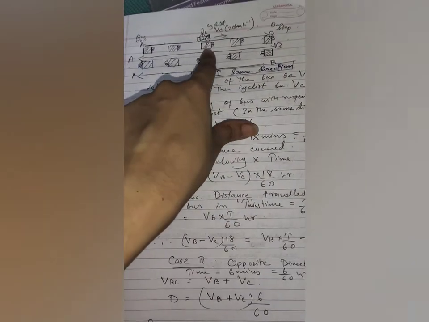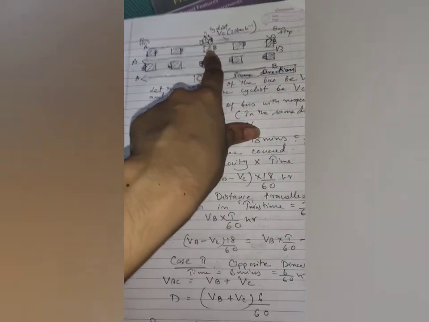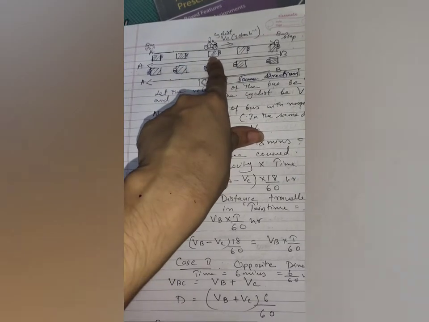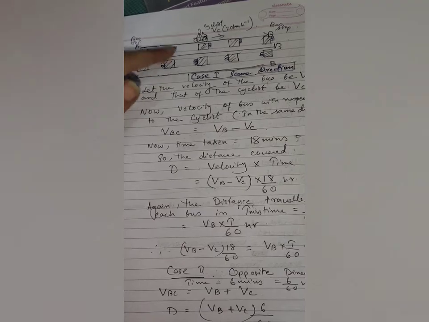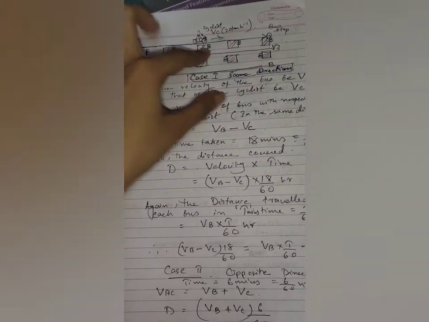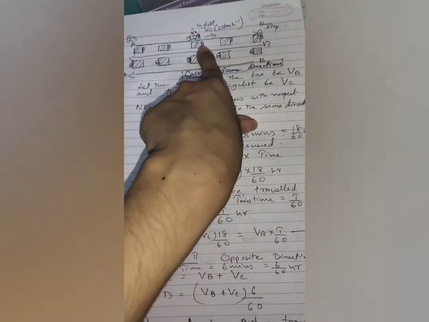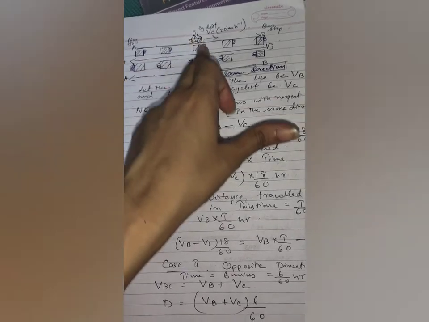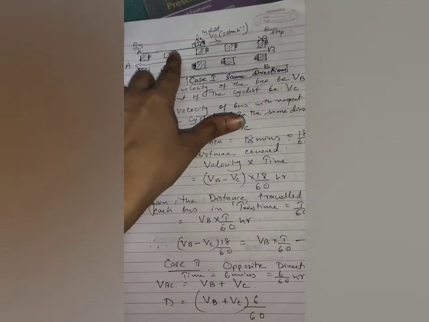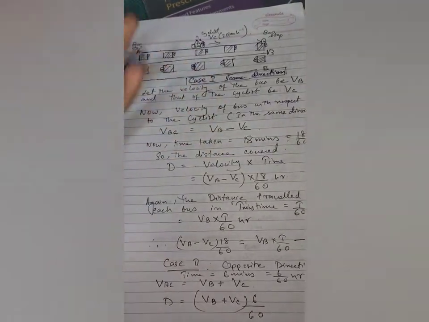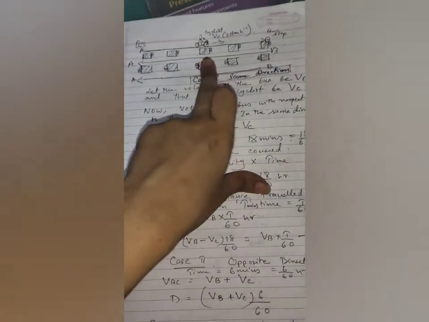So the distance traveled by each bus to take over, to cross the cyclist, will be the same. The first bus was here, and it took 18 minutes to cross this cyclist. So the second bus will also travel the same distance to take over this cyclist. Since the distance between the two buses is equal, the distance covered by each bus to take over the cyclist will also be equal.